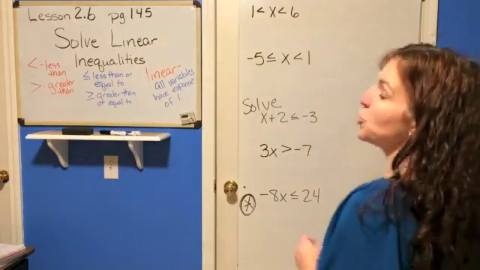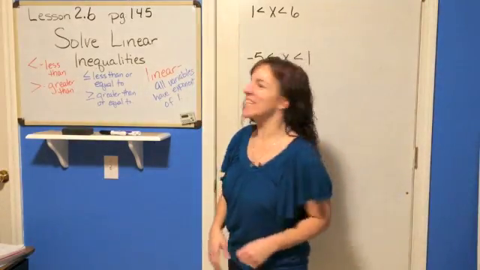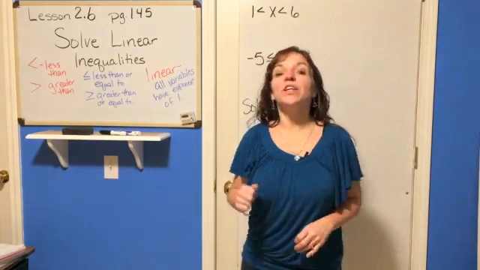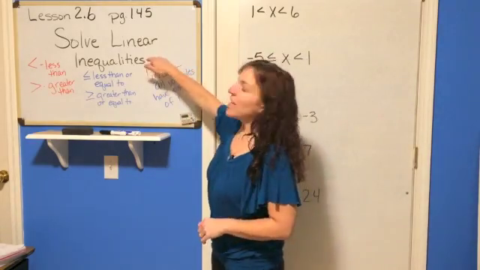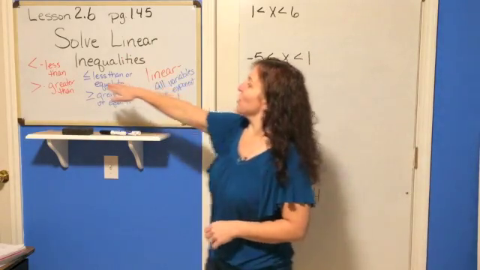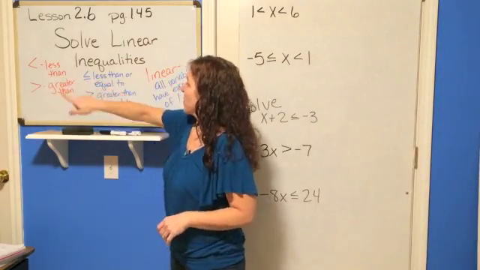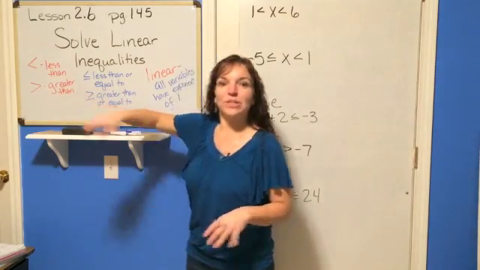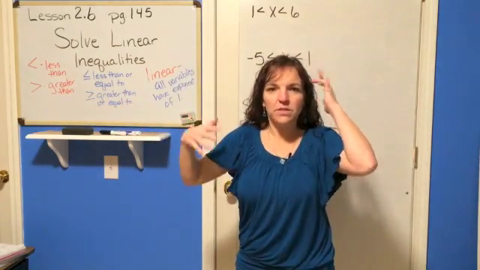Section 6 of Chapter 2 is the last section. We're almost done. Solving linear inequalities. So we know that inequalities are just like equations except they're not equal. So we're going to use less than, greater than, less than or equal to, or greater than or equal to. So it's just like an equation except that it's not equal.